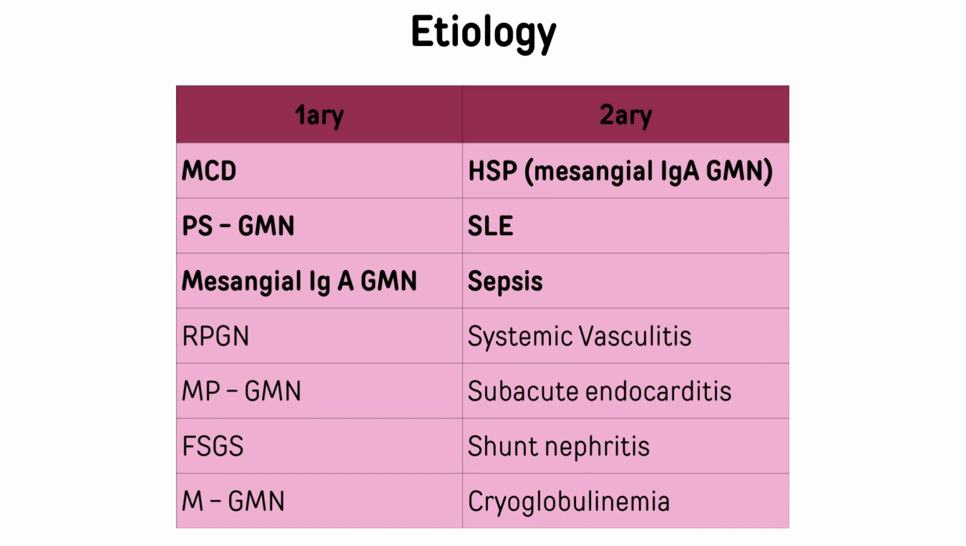Etiology. Etiology includes primary and secondary causes. There are 7 primary causes of primary glomerulonephritis and many secondary causes, but we will focus on these ones.